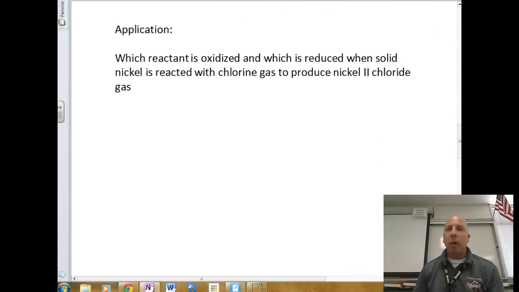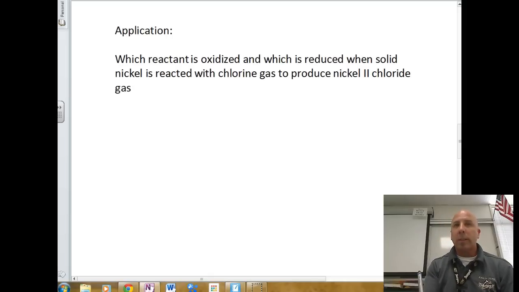So let's talk about application of this. We've talked about before how we determine using a half reaction whether somebody's being oxidized or reduced, whether losing or gaining electrons. But sometimes it's not so easy to identify that. So here's an example of it. Which reactant is oxidized and which is reduced when solid nickel is reacted with chlorine gas to produce nickel 2 chloride? Okay, so we're going to write a complete molecular equation for this.